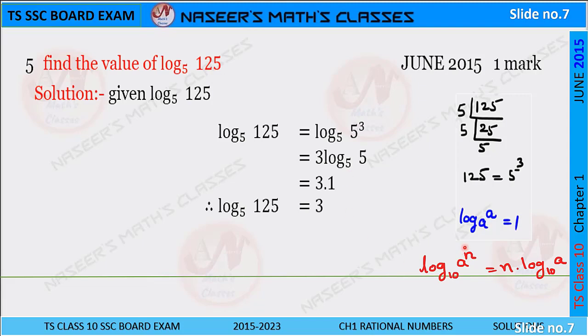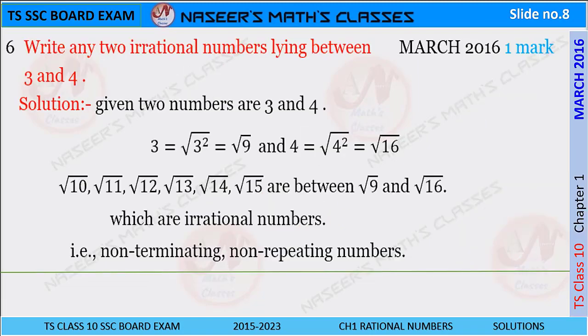We already know that log a base a is equal to 1. So we can write log 5 base 5 as 1. So we can write 3 into 1. 3 into 1 is 3. Therefore log 125 base 5 is equal to 3.